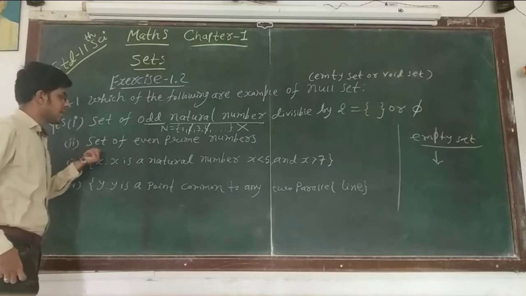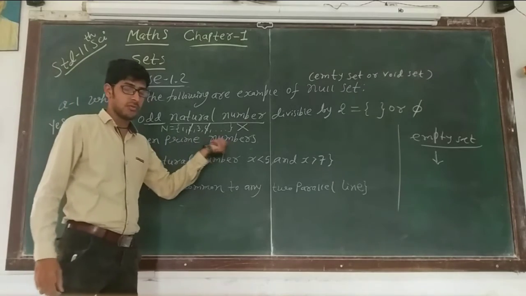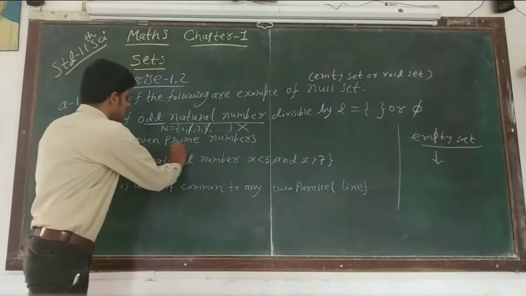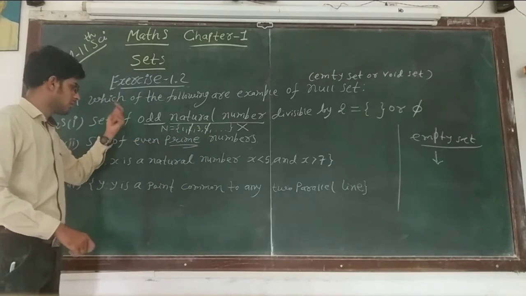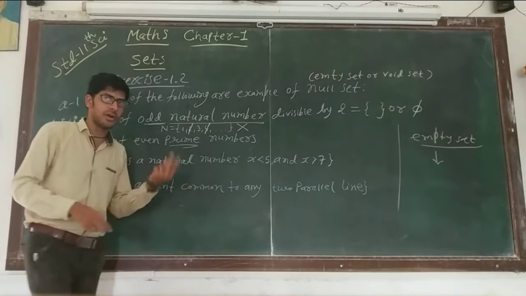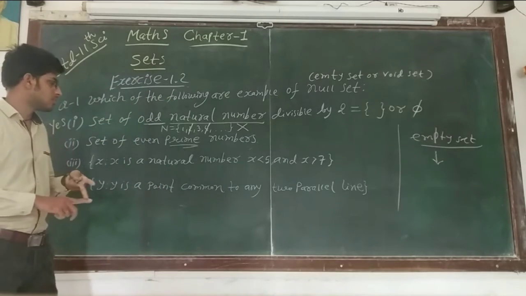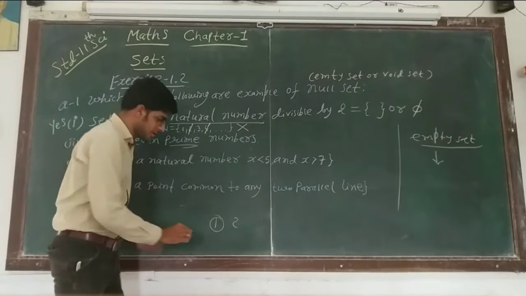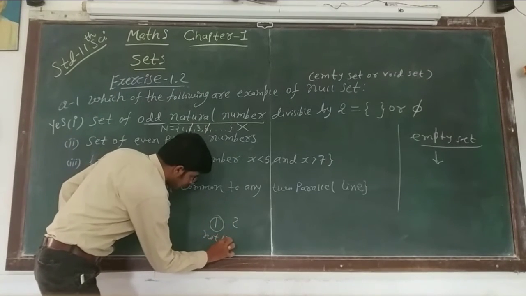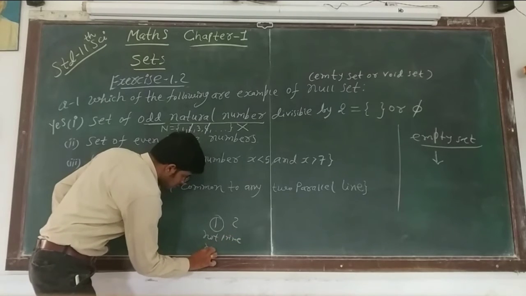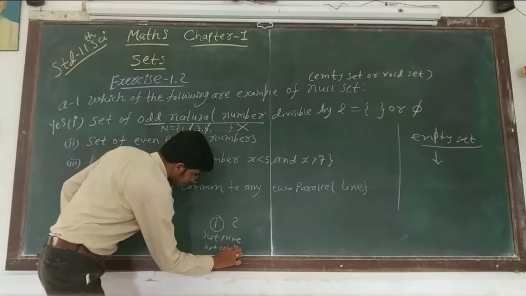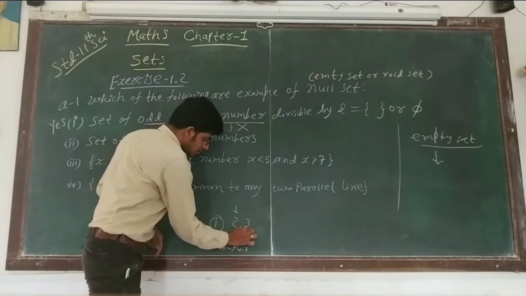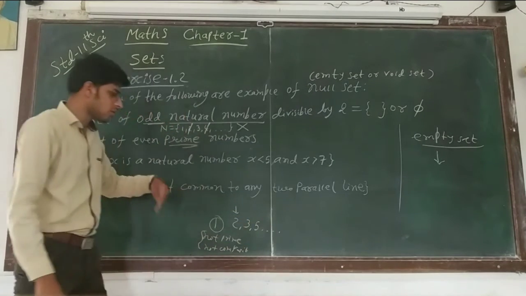Second one, set of even prime numbers. Which is called a prime number? Already we will discuss. Prime means there are two factors, one and itself. So prime numbers start from 2, because 1 is not prime and not composite. So 2 is prime, 3, 5, and so on. So we will write only the even prime.